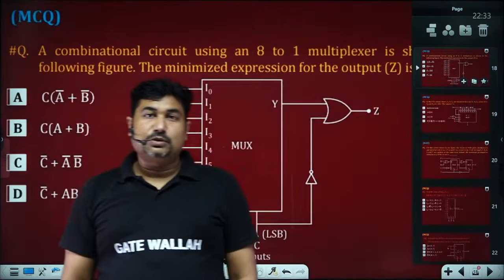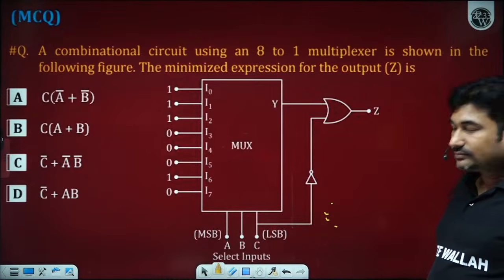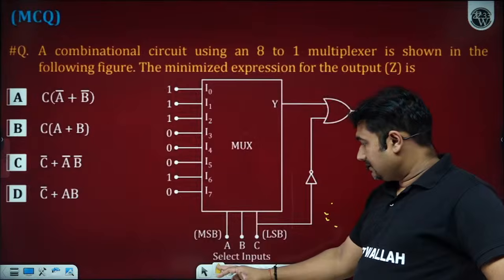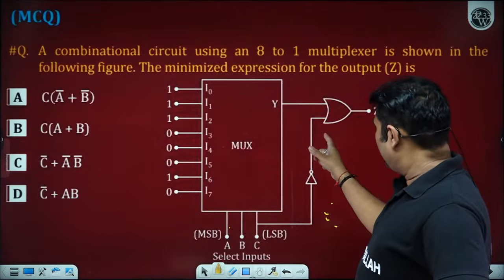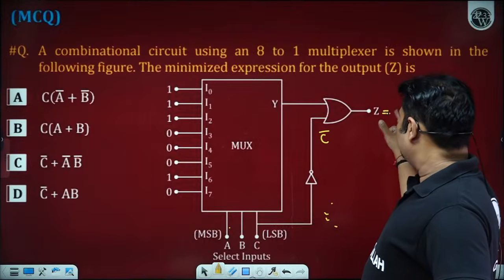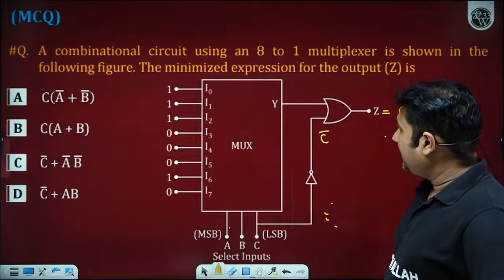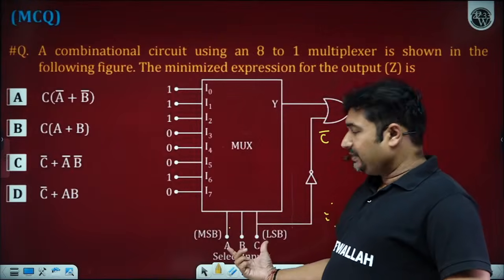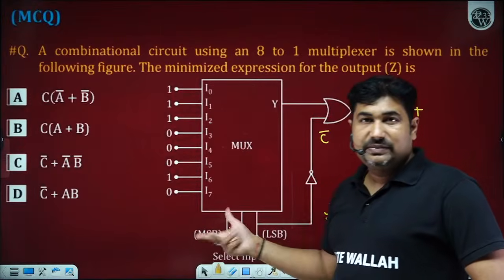I have given this question to you as a homework. Can you answer this one? Sir, we have here C, so we are getting C bar. So in the output expression, there must be C bar. Is it okay? Yes, sir. And A, B, C, all the inputs are onto the select line, so these are directly representing the min terms.